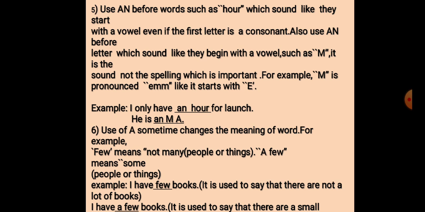5. Use an before words such as hour which sound like they start with a vowel even if the first letter is a consonant. Also use an before letters which sound like they begin with a vowel such as M. It is the sound, not the spelling, which is important. For example, M is pronounced em, like it starts with E. Example, I only have an hour for lunch. He is an MM. Hour, we don't pronounce the H. We say hour. So we have used an before this word.